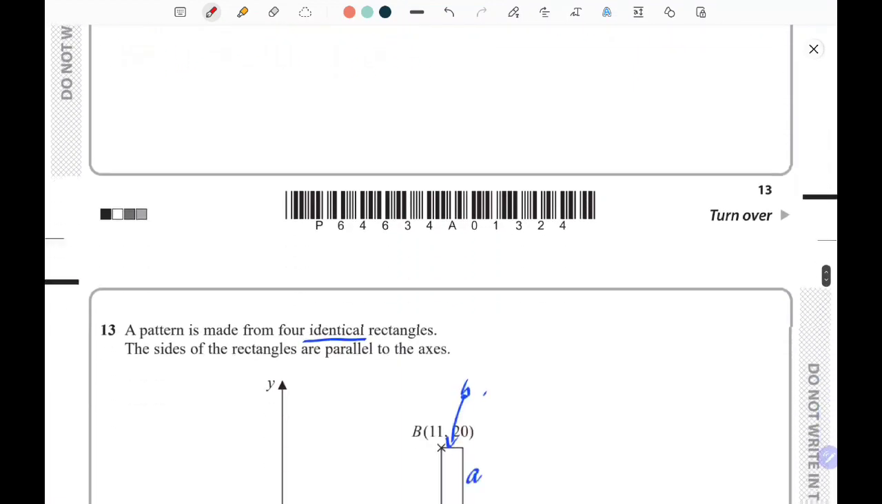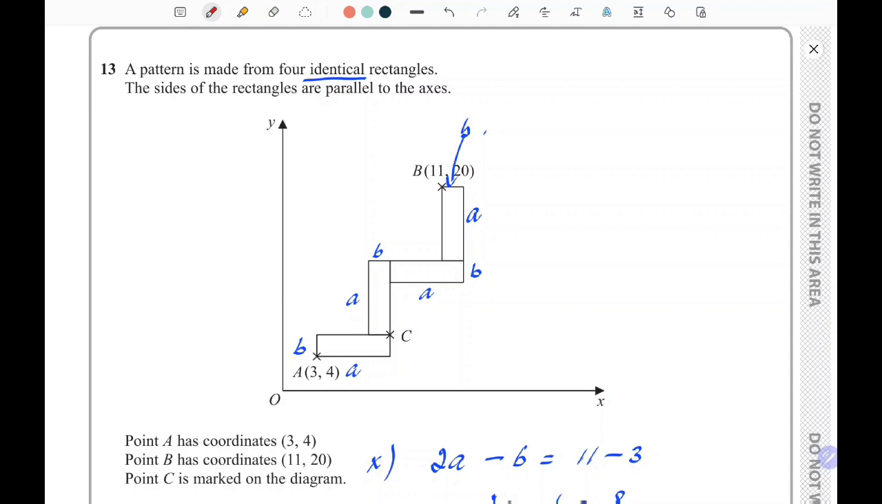All right, 13. What we have here is one of those typical questions with a set of shapes put together. The rectangles are identical, bear that in mind. And therefore, what we're going to do is label the long side of the rectangle A and the short side of the rectangle B. Now, we are given coordinates of this corner here, B, with coordinates 11, 20, and our starting point A, that corner there, is 3, 4.